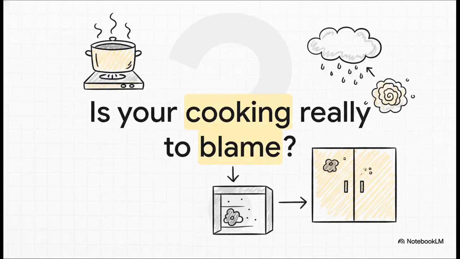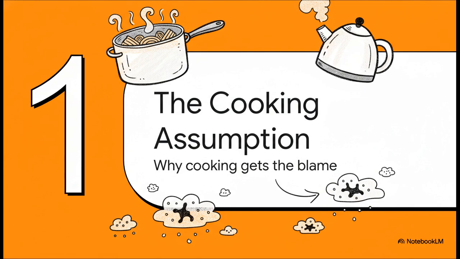And almost always, we point the finger at one single thing, our cooking. All that steam from boiling pasta, all that simmering, it has to be the cause, right? Well, what if that's only half the story? What if the real problem isn't the cooking itself, but where all that moisture goes after you've turned off the hob?